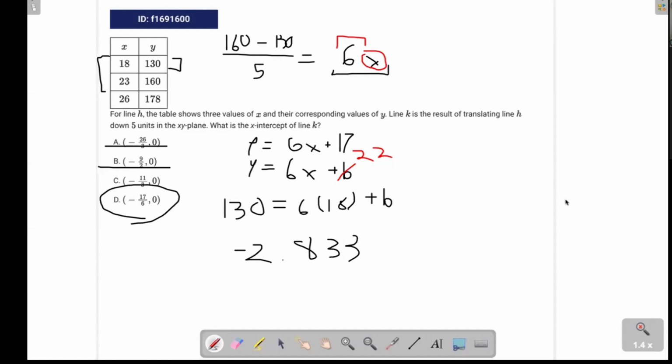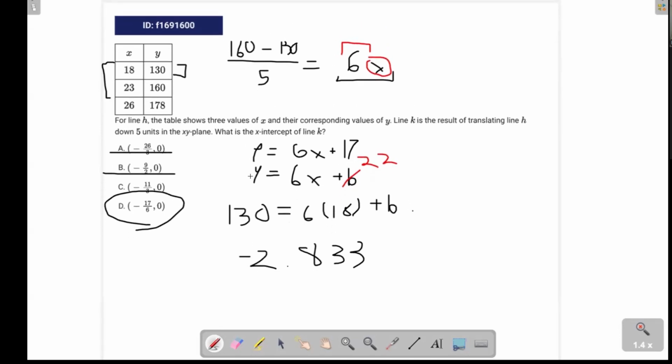Did we get 22? Okay, so 22 we got from figuring out the y-intercept. Our equation before translating down was y equals 6x plus b. B is our y-intercept. So you take the values 18 for x and 130 for y and plug that in to figure out the b value. So this means 6 times 18 plus b is equal to 130. And by doing the math from here, you're going to see that b is then equal to 22. That makes sense?